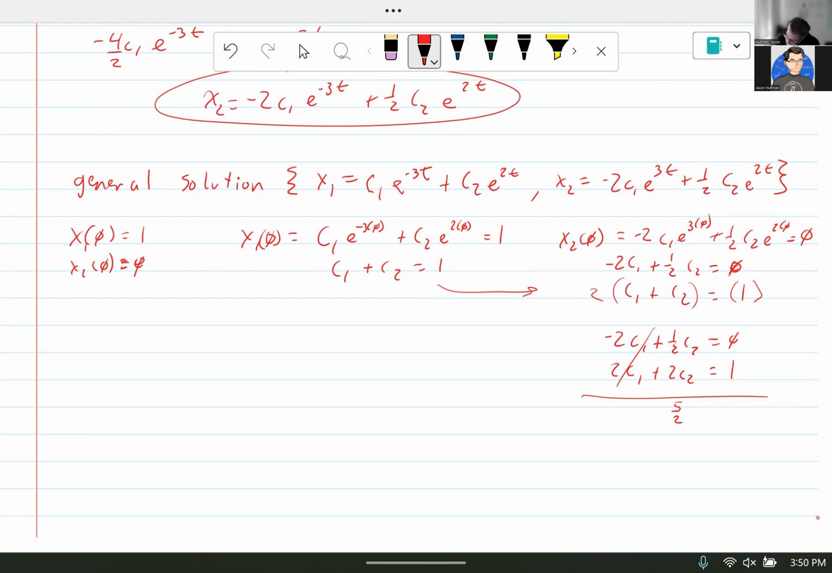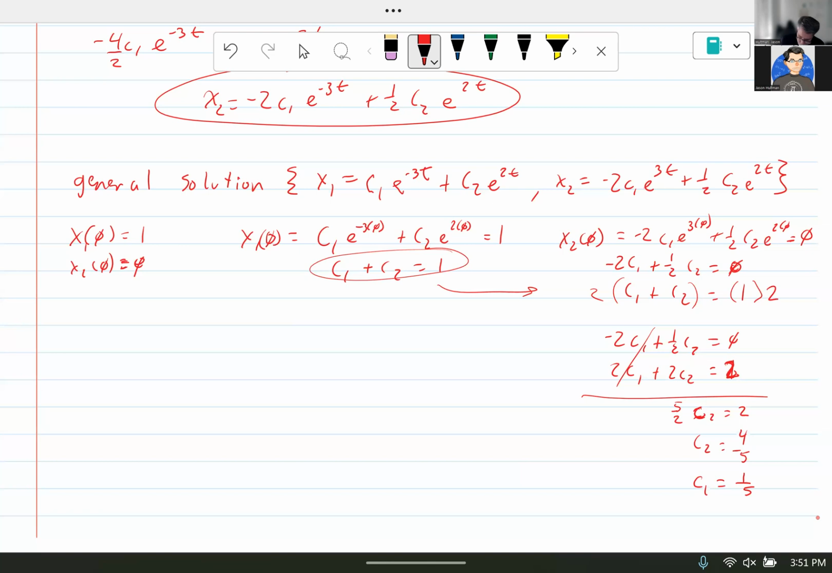K is equal to, oh, this is a 2, I'm sorry. There's a 2 there. Okay, K is equal to 2. 5/2 C2 is equal to 2, so C2 is equal to 4/5. And what do I know about C2 and C1? They have to add up to 1, so that would make C1 1/5. Okay, so C1 and C2 have to add up to 1.